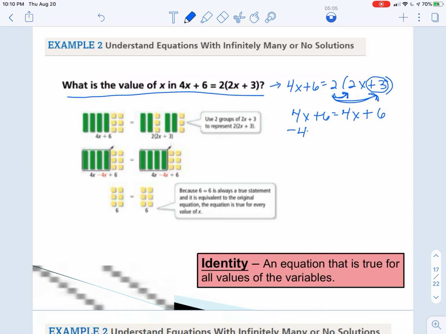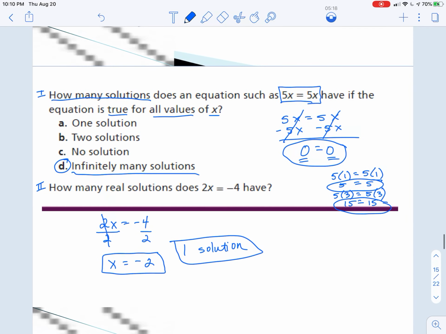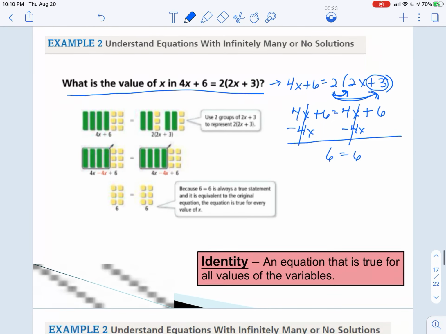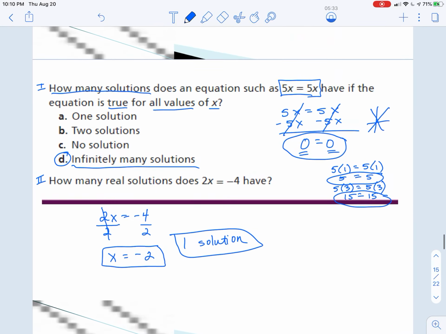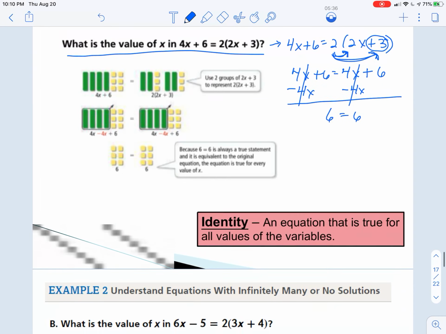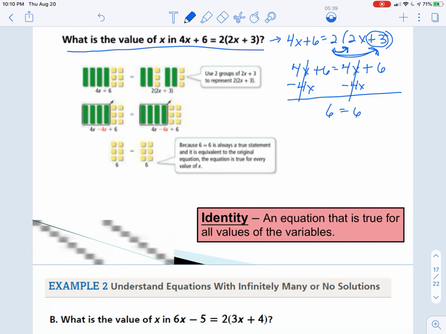If I went through this to solve, I'm going to subtract 4x from both sides to try to get my x terms together. They actually both cancel out. So look what I'm left with, 6 equals 6. Doesn't that look like this problem that we worked out up here? It most certainly does. So here we're looking at an example that is giving us the infinitely many solutions.